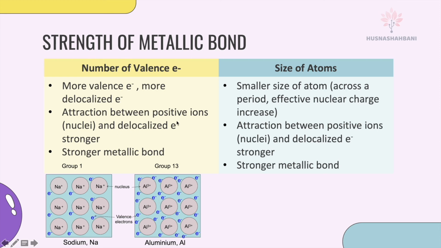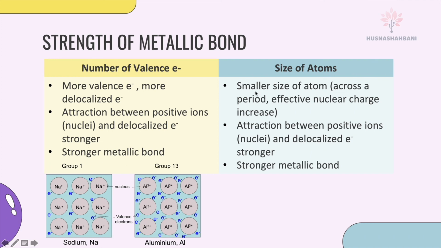The attraction between the positive ions, this Al3+, a positively charged nucleus, and the delocalized electrons is stronger in aluminium compared to sodium. Because in aluminium you have a more positive charge and more valence electrons per atom: 3 valence electrons per Al atom, and only 1 valence electron per Na atom. So when you have more delocalized electrons, you have a stronger metallic bond.